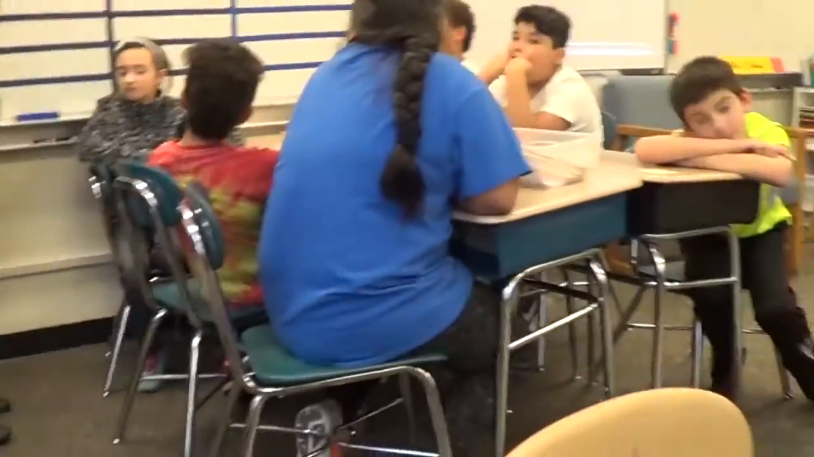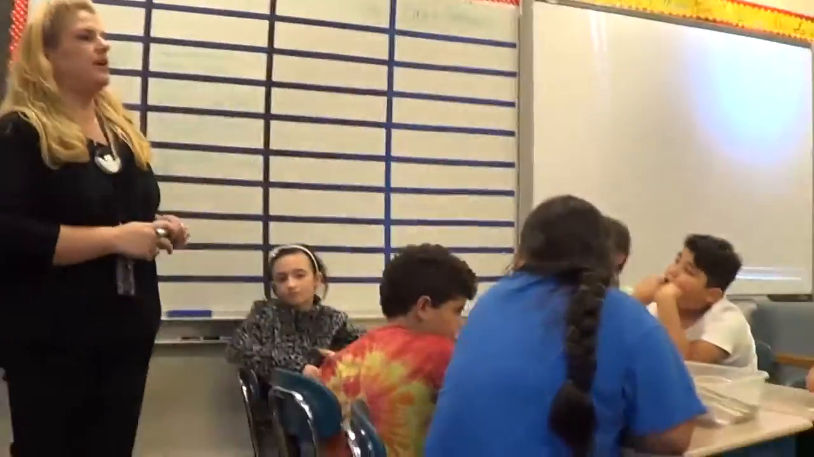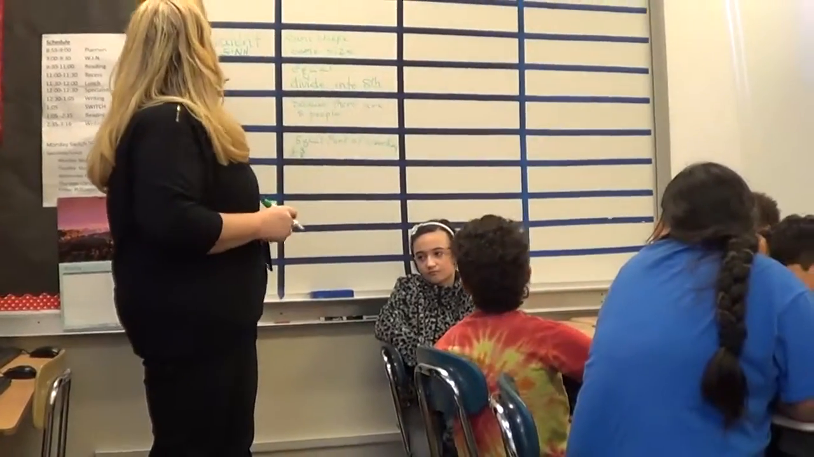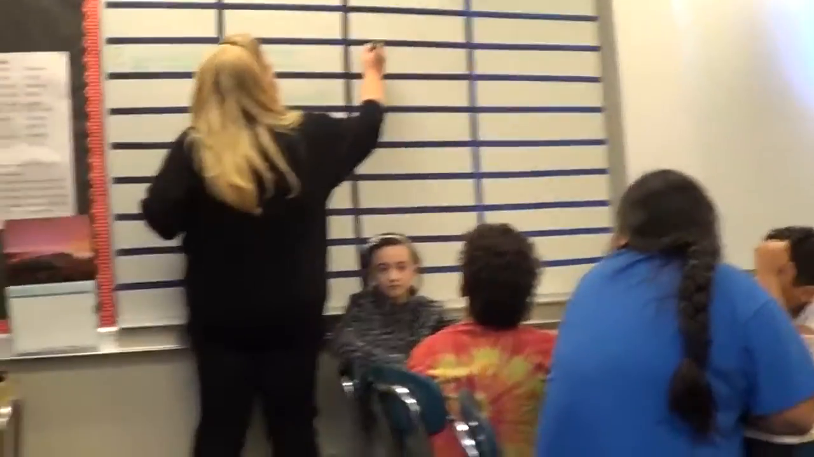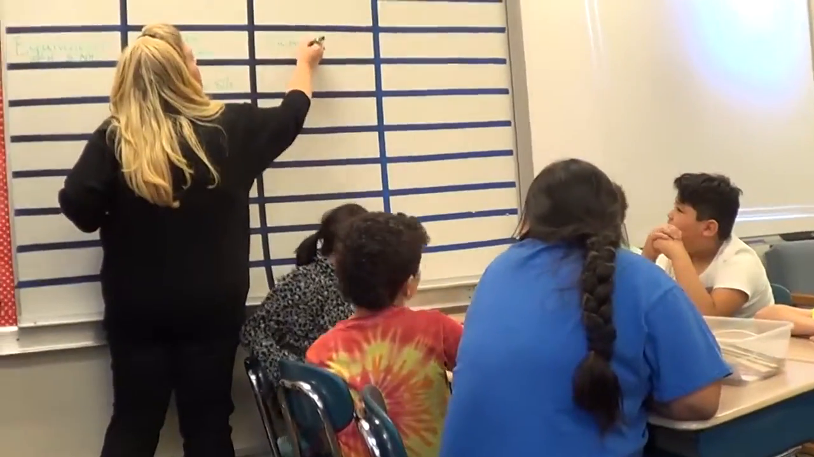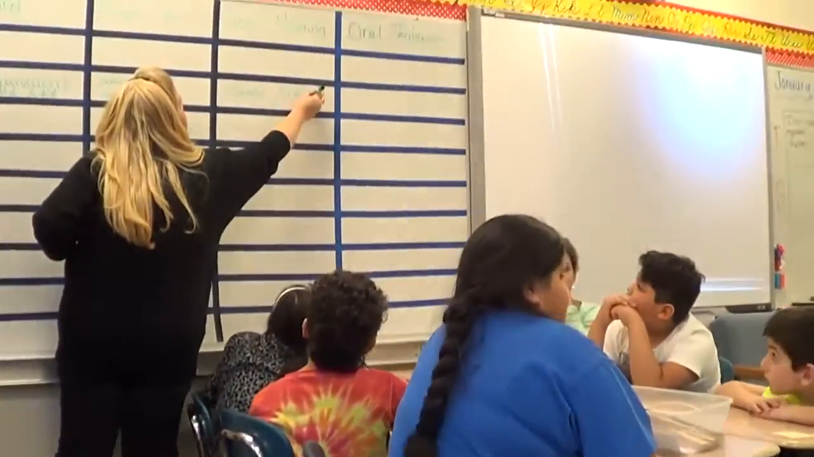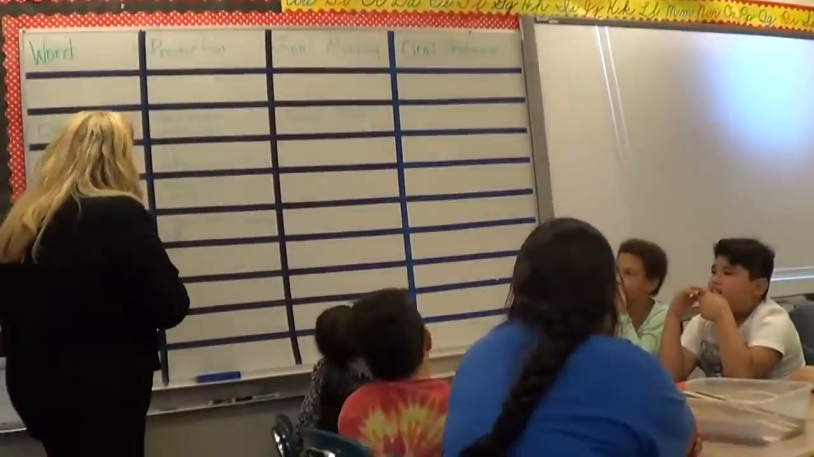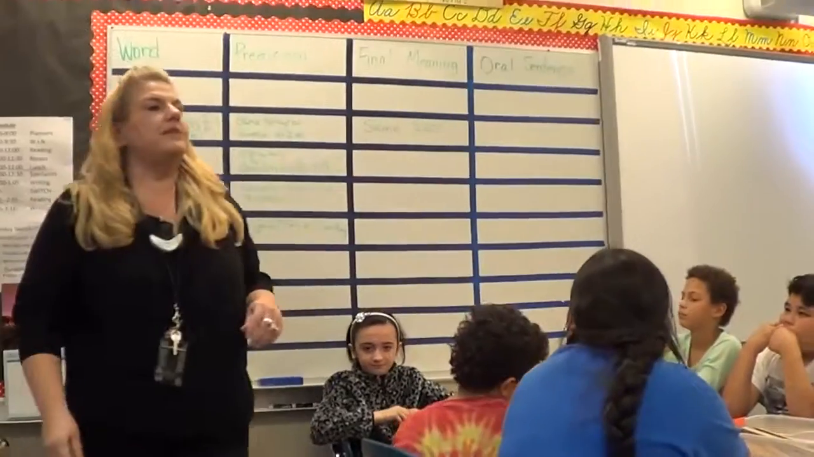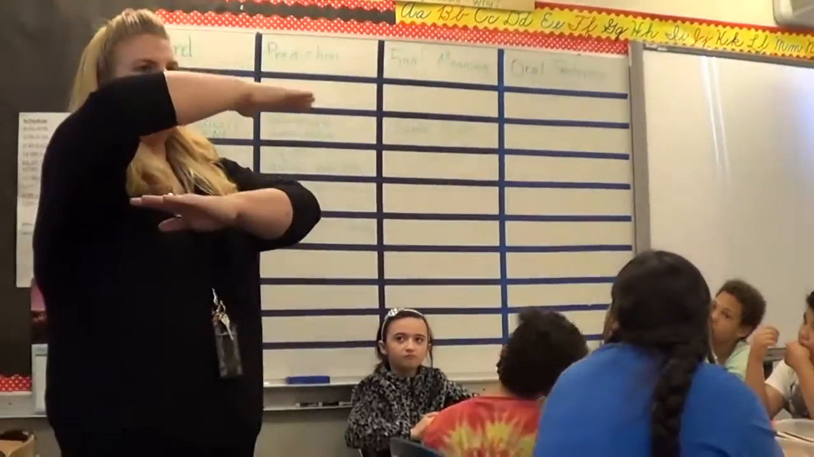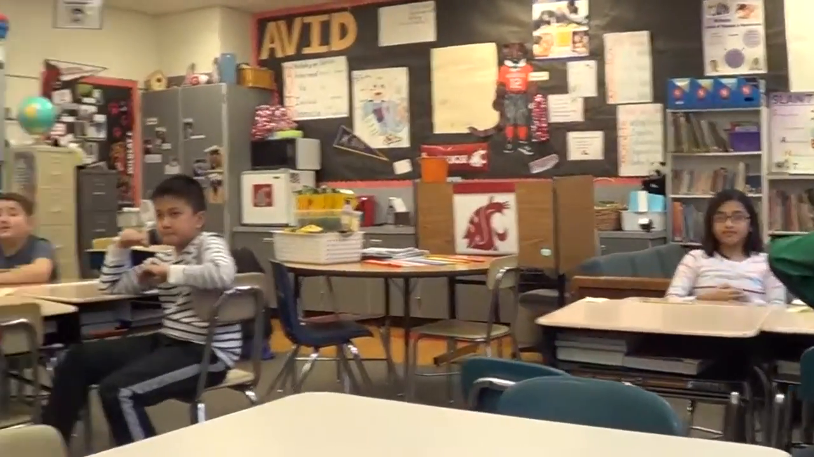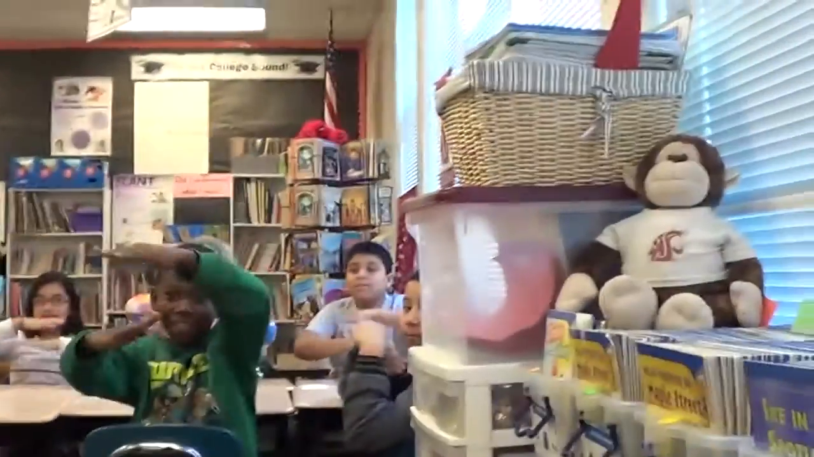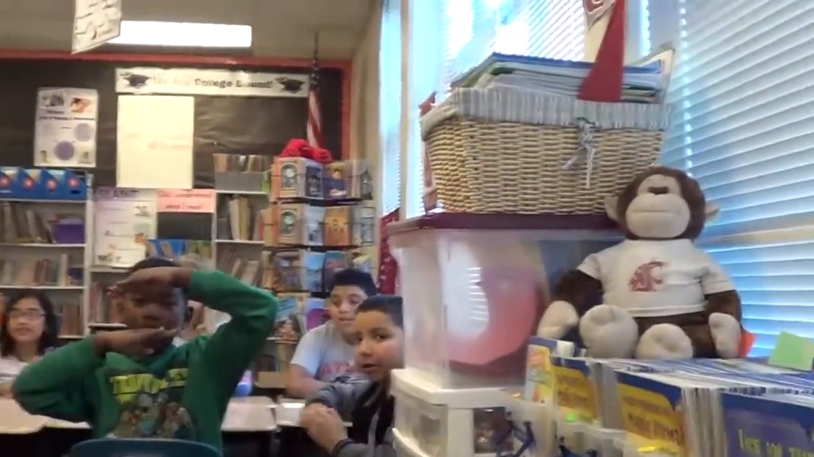Okay. So today our word that we're using is equivalent. I am going to have us say "same size." And this is what I want you to do. We're going to say equivalent, and I want you to make the equal sign like this. Equivalent. Same size. Equivalent. Let's do it again. Equivalent. Same size. Equivalent. Thank you.